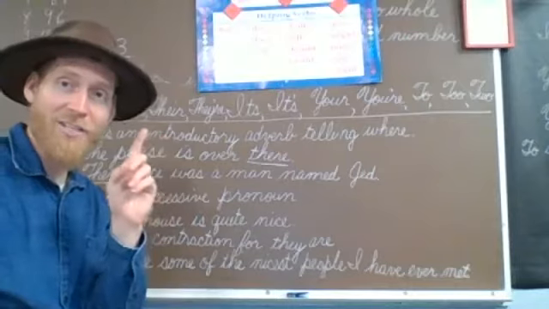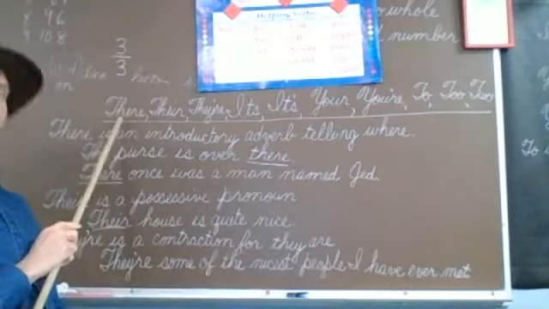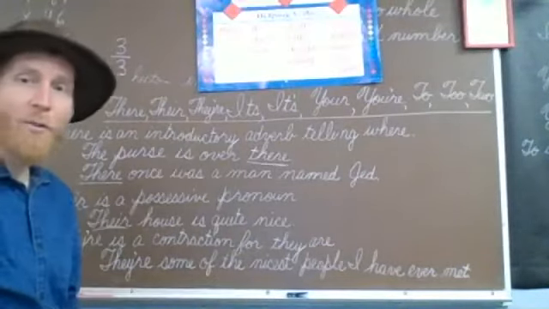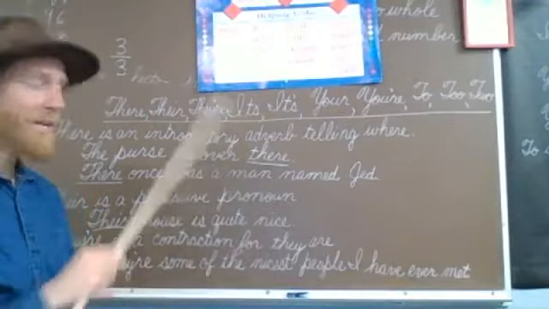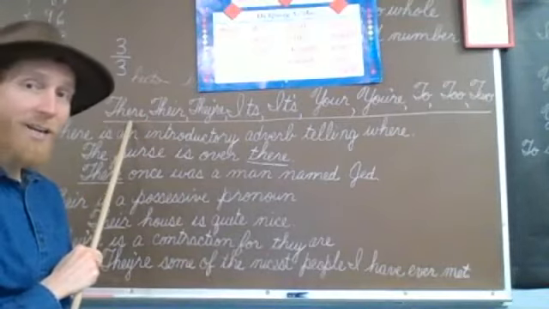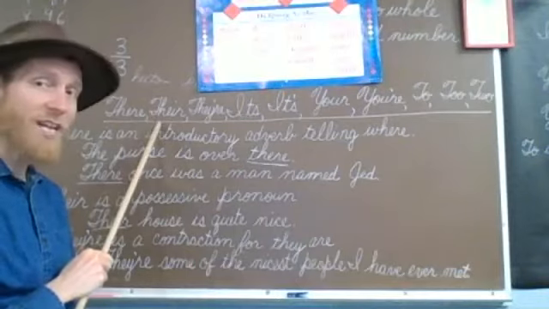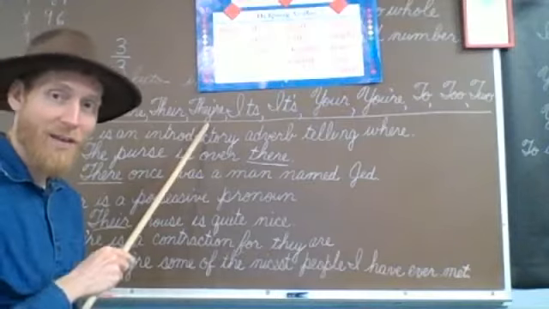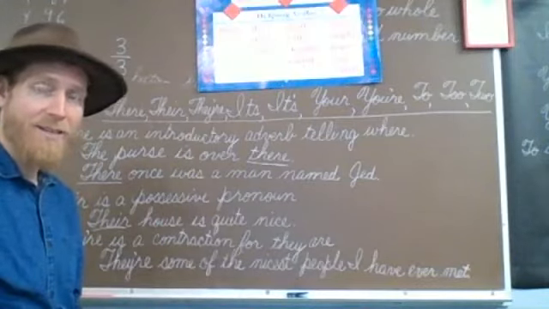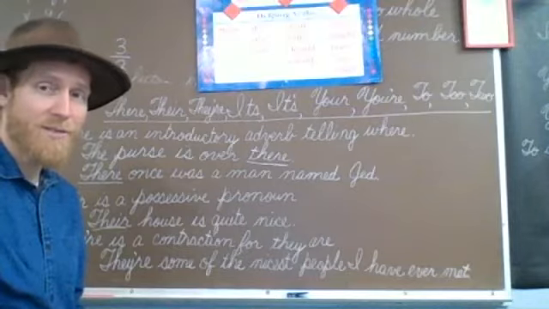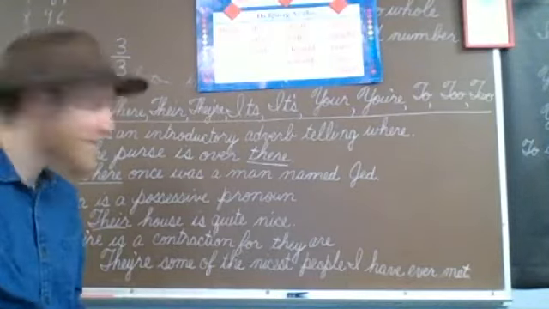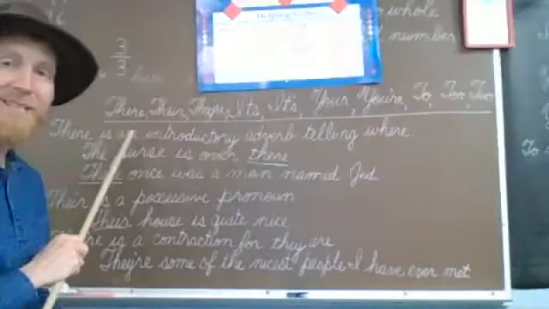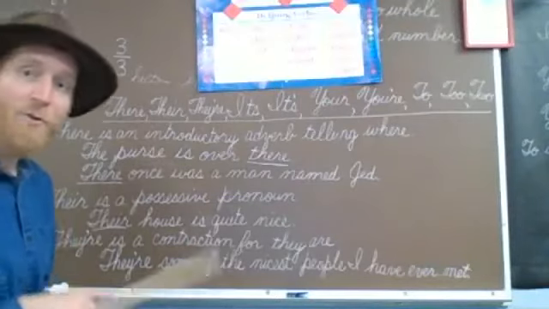So let's start with the first one. There, there, and there. There are three of them, all spelled differently. Notice there is T-H-E-R-E, T-H-E-I-R, and T-H-E-Y apostrophe R-E. They all mean something different and are used differently in a sentence. Let's look at this first one, there. And I am trying to get out of the way so that you can see the words. Your seeing this is more important than seeing me.